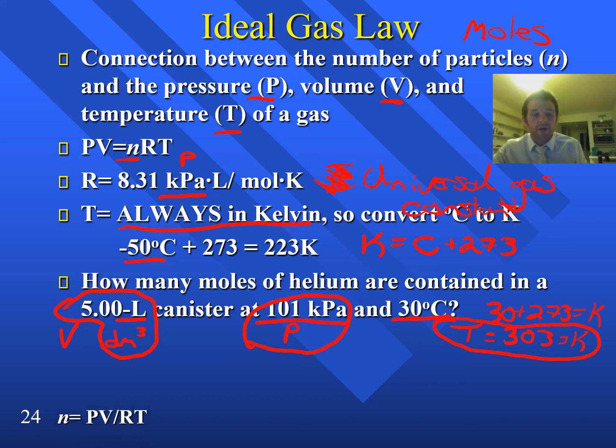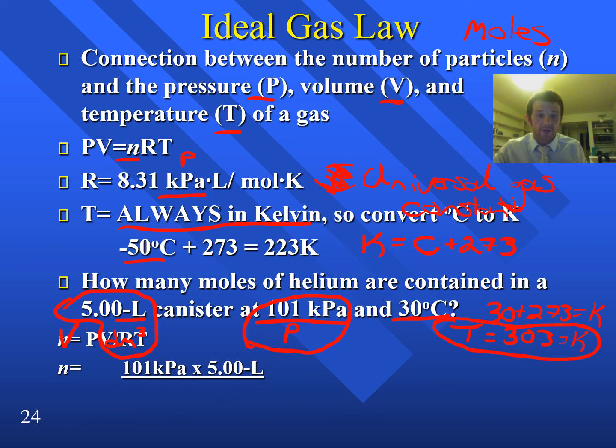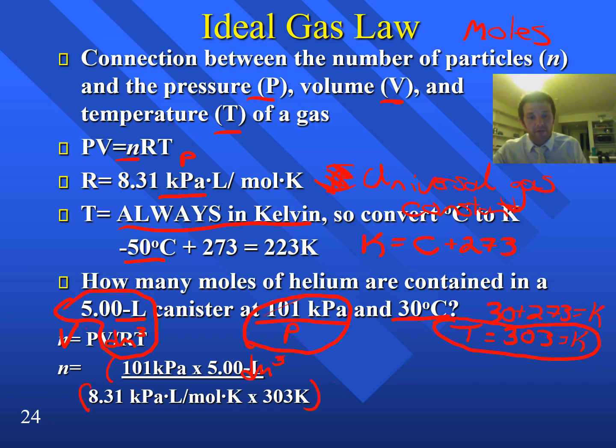So because of that, I can solve for what I don't know. I don't know n. So I'm going to just rearrange the equation. n is equal to PV divided by R divided by T. Be careful with your brackets. And I'm going to do 101 times 5, and then once again, this should say decimeters cubed. Sorry about that. Divided by 8.31 times 303. And then careful with your brackets. And then I get an answer of 0.2 moles.